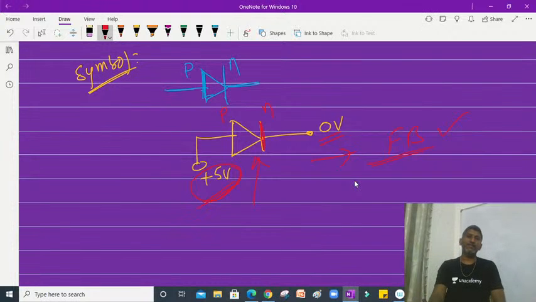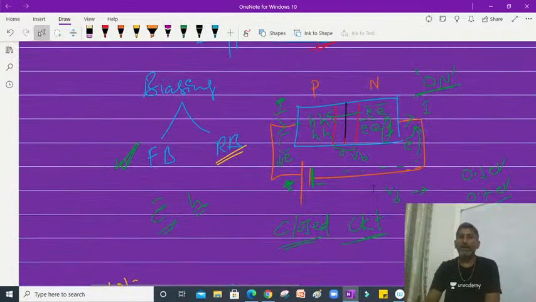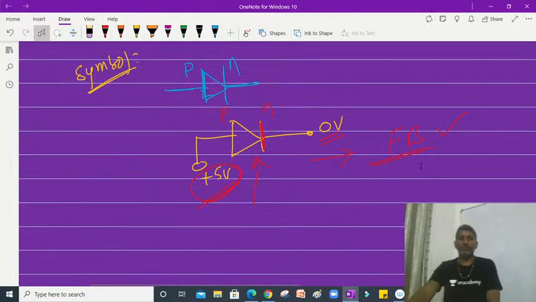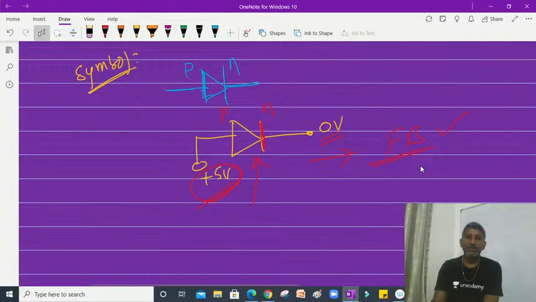Forward bias condition means P-type material must connect to the positive terminal of the battery, like I told. This is positive terminal. Positive means what? High. This is low. Negative means low here. So P-type connects to high potential, whereas N-type connects to low potential. Low means 0. Not only in this way.